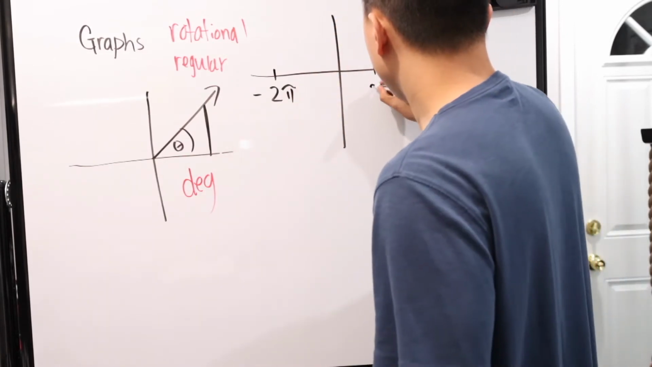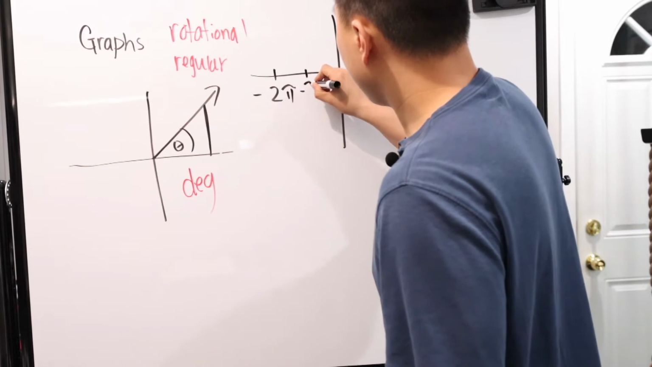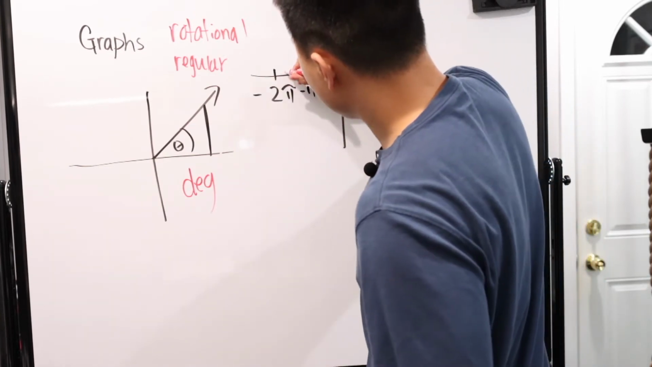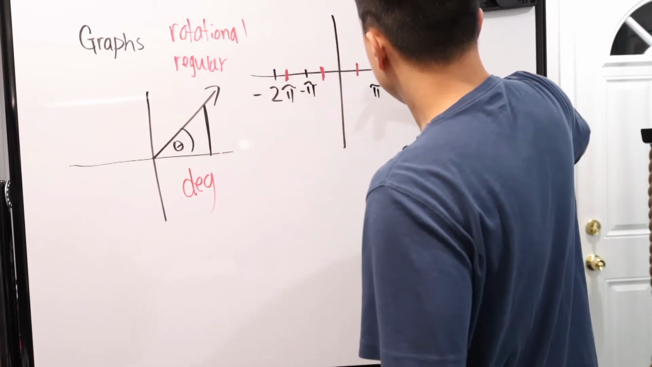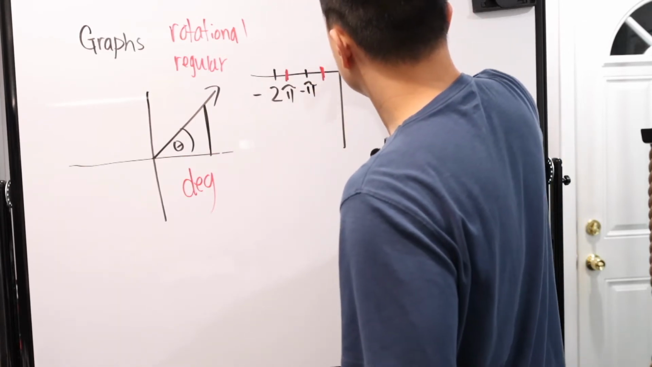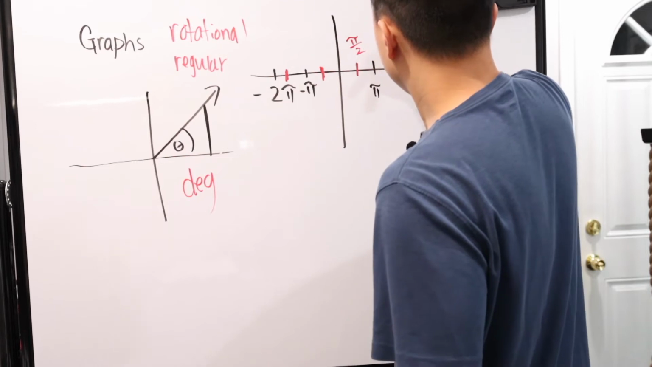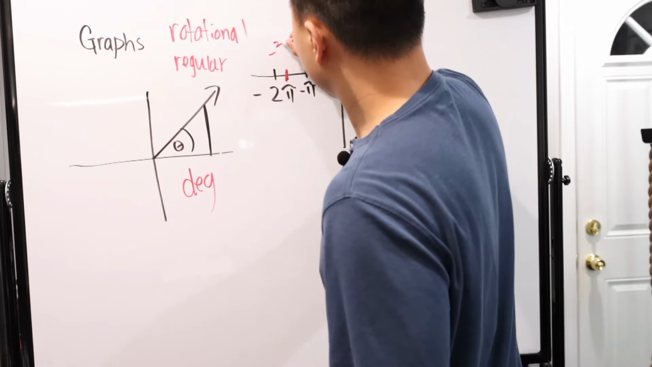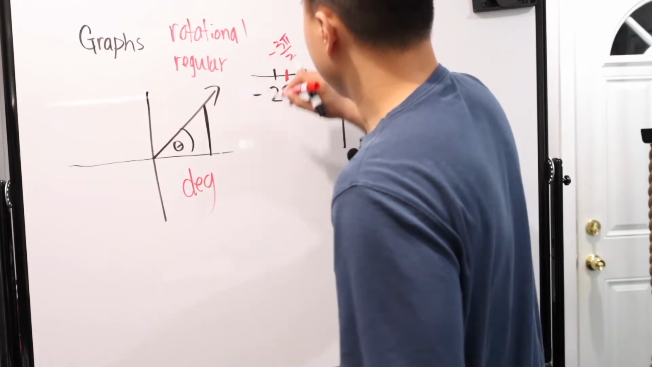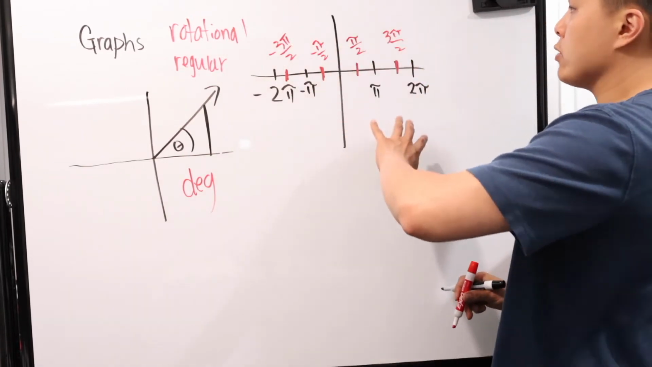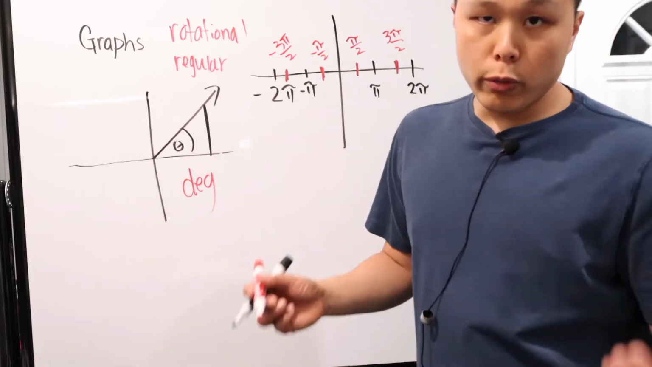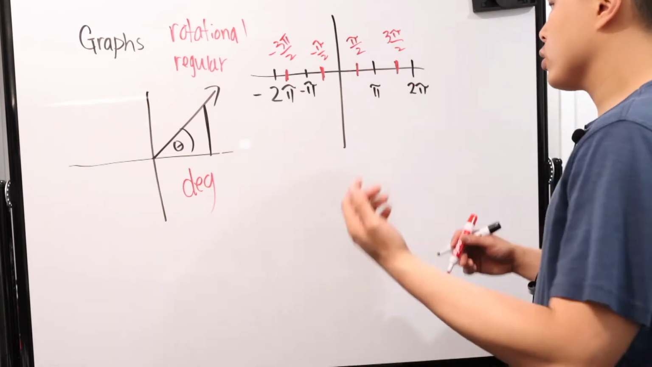So you have your pi, you have your negative pi right here, and then you're going to break it into quarters as well. Let me just make it so it's obvious. Right here, this is going to be pi over 2. This is 3 pi over 2. And this one's going to be negative pi over 2, negative 3 pi over 2. Okay, always break it down to that. And then afterwards, you have to figure out, are you working with cosine? Are you working with sine? Are you working with tangent?